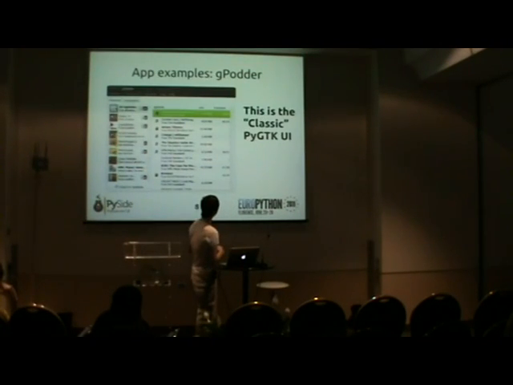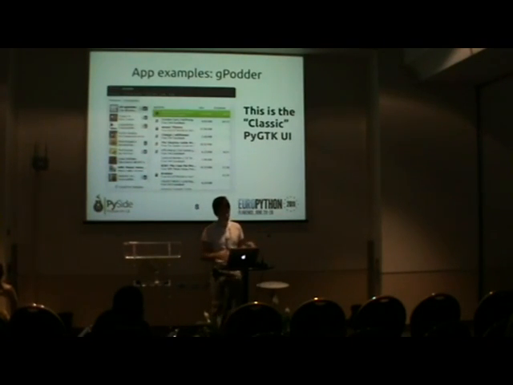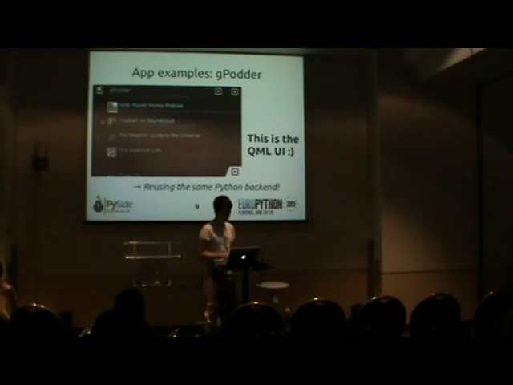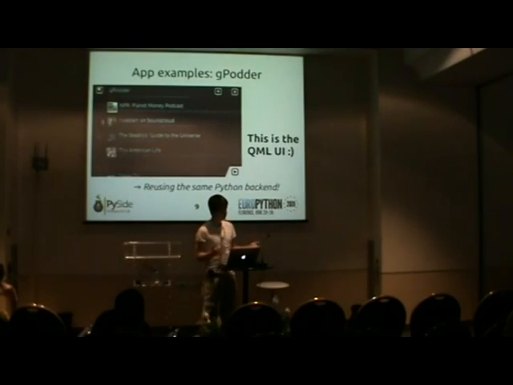Now for some examples. This screenshot is not a QML app, but that's the old GTK or PyGTK UI of gPodder, which is a podcast client that I wrote. And for the new version, also for mobile devices and so on, I decided to take this UI. I took the same backend and just replaced the PyGTK UI with the QML UI. And the result looks like that. So it's very touch-friendly, non-standard or non-classic user interface elements. It's designed for finger usage. It's made so that UI elements are big enough that you can use it on a small device.